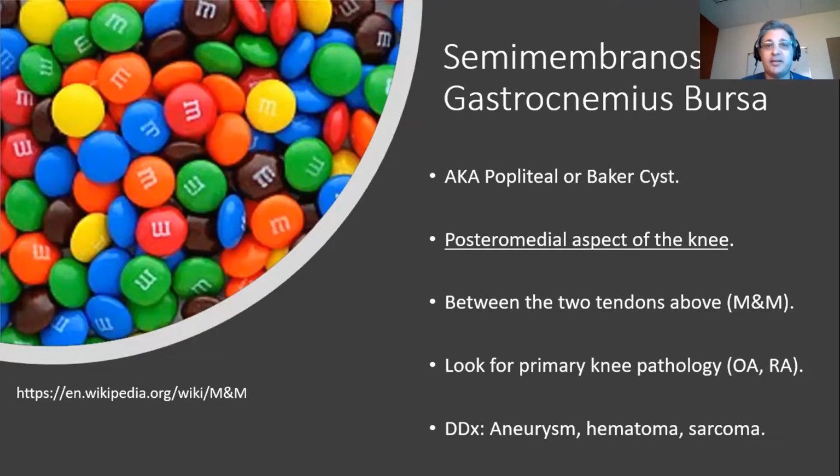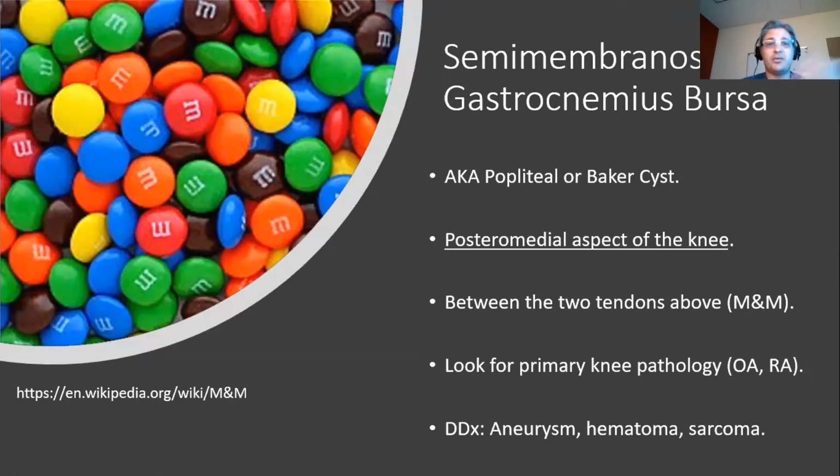So anatomically, again, very important, we need to recognize that the semimembranosus gastrocnemius bursa is located in the posteromedial aspect of the knee. And more specifically, the semimembranosus gastrocnemius bursa, or recess, is located between 2 tendons, the medial head of the gastrocnemius and the semimembranosus.